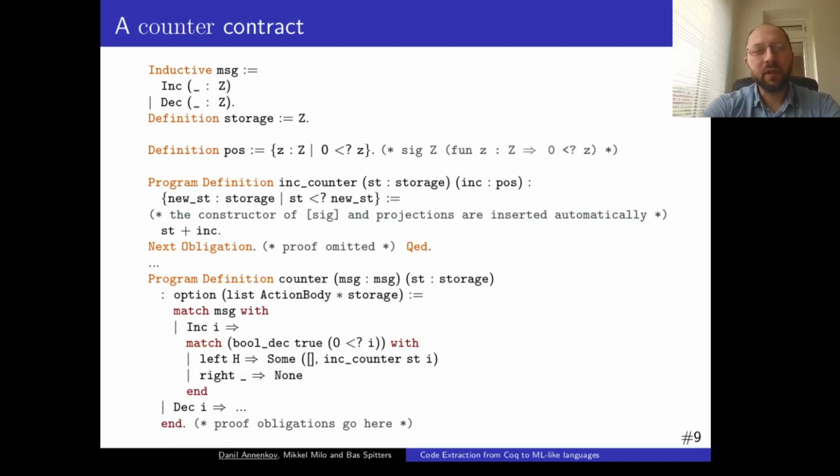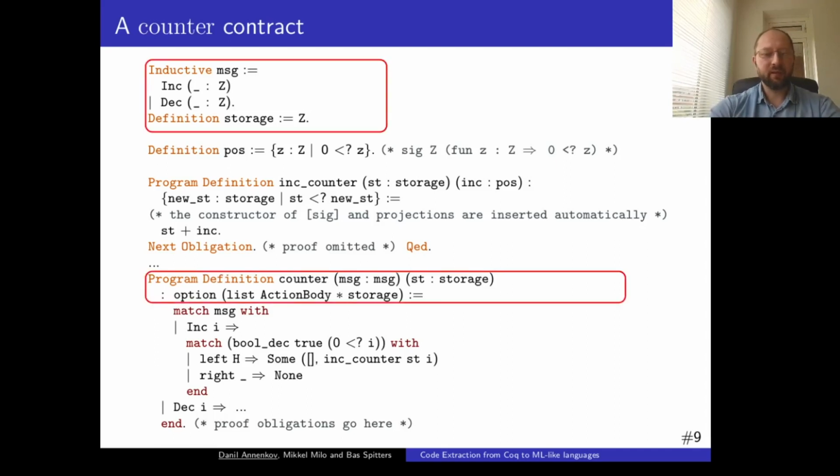So let us consider a simple smart contract, which we will call counter, and as I said, it's just an ordinary function in Coq. In this case, this function takes a user-defined message type, which is increment or decrement, and a storage, or the state of the contract, is just modeled as an integer number. The goal of this contract is to react to increment and decrement messages and return a new storage.